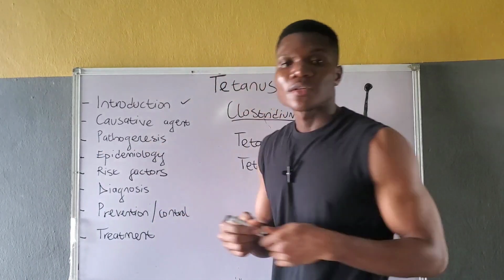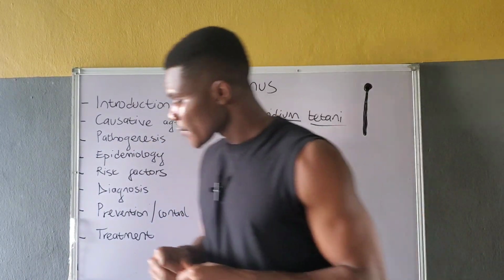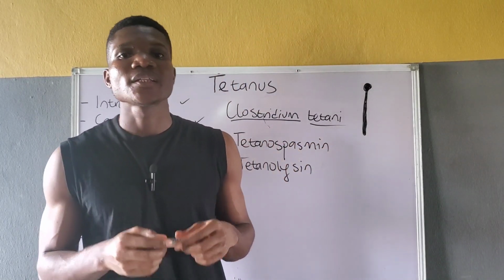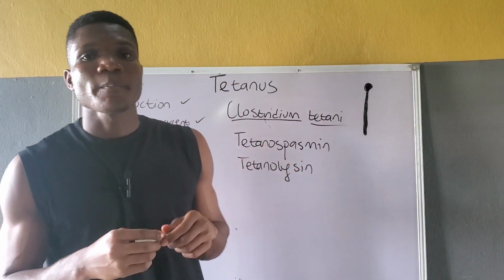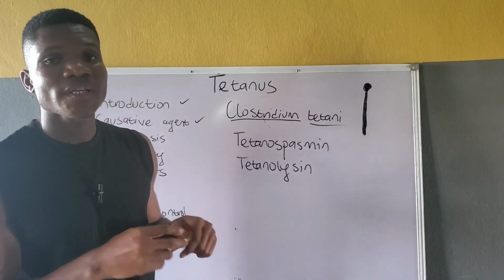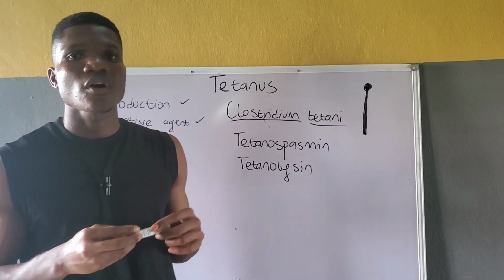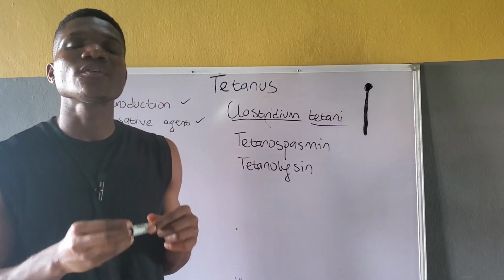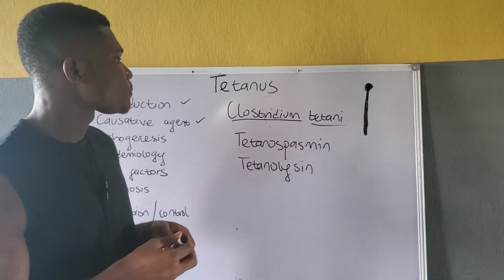Let's talk about the pathogenesis. The pathogenesis of tetanus begins when the bacterium Clostridium tetani penetrates into the body, right? And it usually enters through wounds, injuries, deep surgical wounds, as well as through contamination of the umbilical cord in cases of neonatal tetanus.